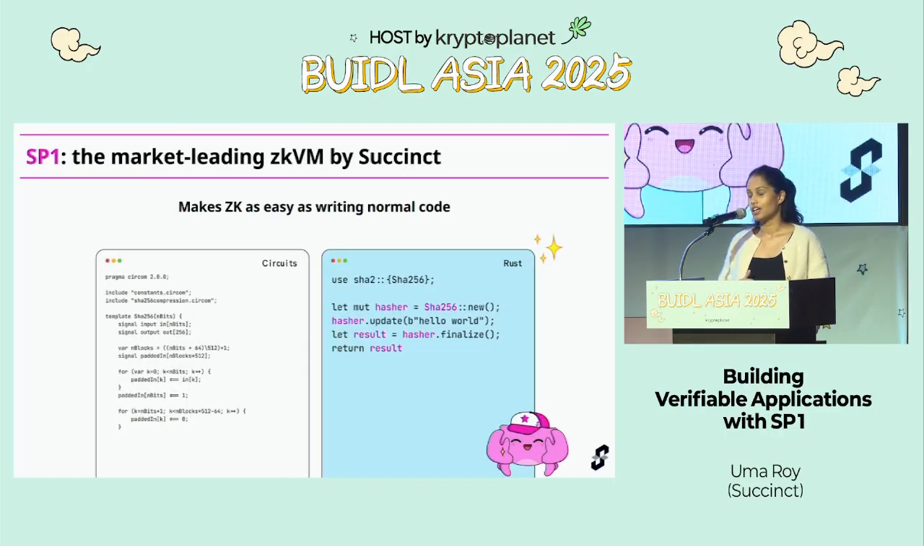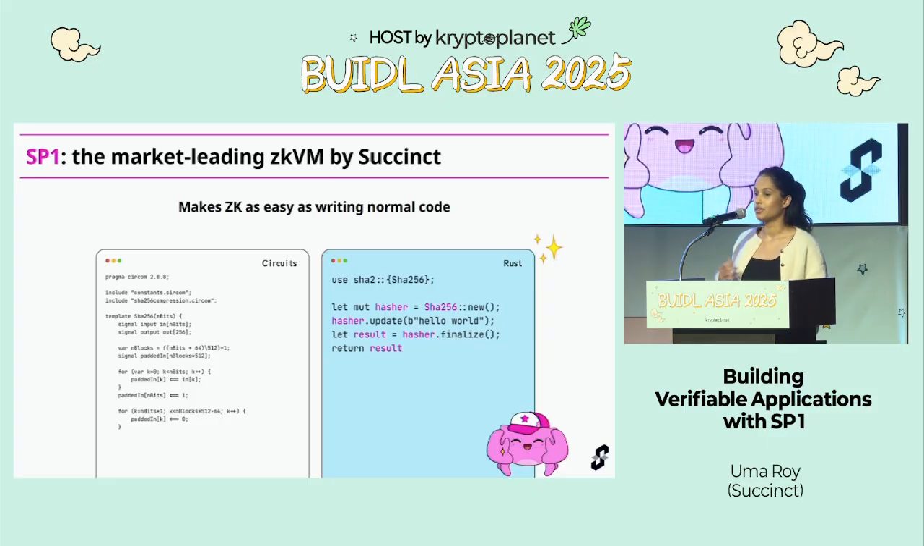So at Succinct, we're building SP1, our ZK VM, and our goal with Succinct is to make ZK much more accessible to all builders. As I was mentioning previously, ZK has been around for a long time, but it's been very, very difficult to actually build with it.